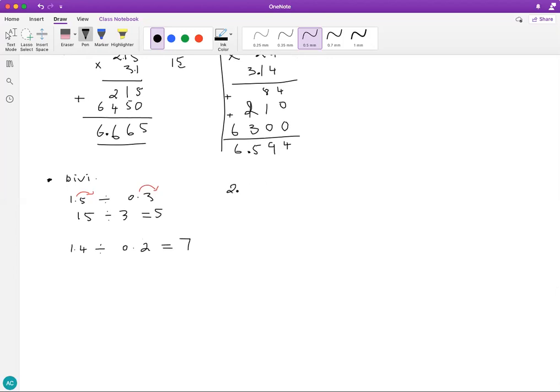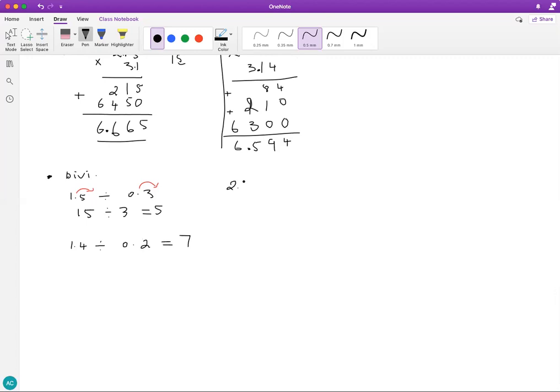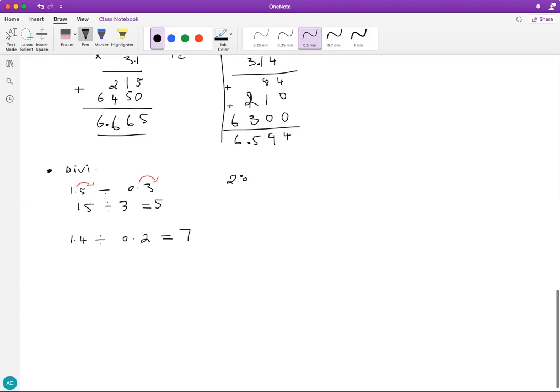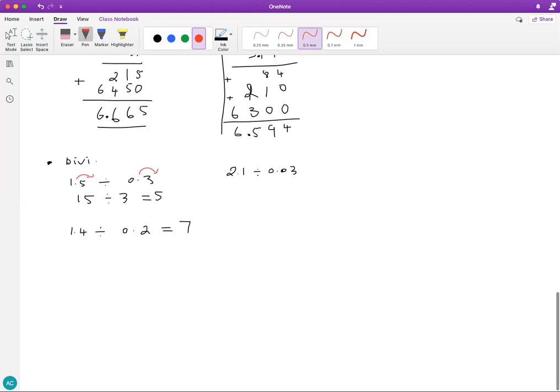Let's say 2.1. We're going to divide this by 0.3. We're going to try to do the same thing. So first we need to get rid of the decimal. How many times do you need to move the decimal here? Once. And this one needs to be moved twice. So we can't move this one once and move this one twice.